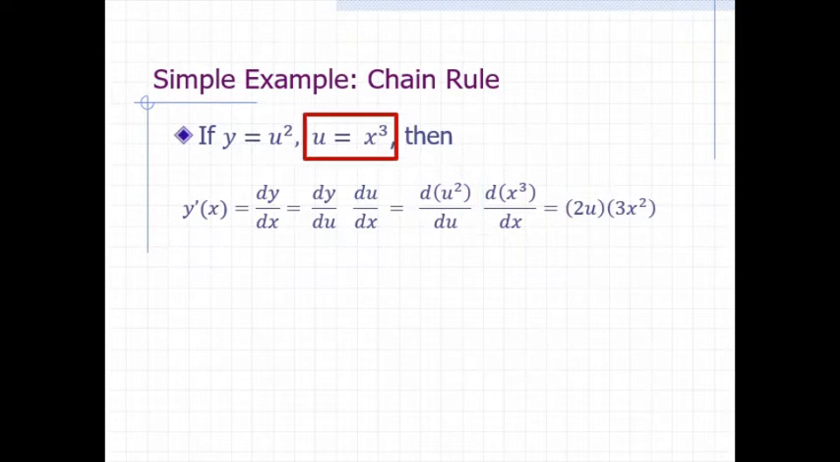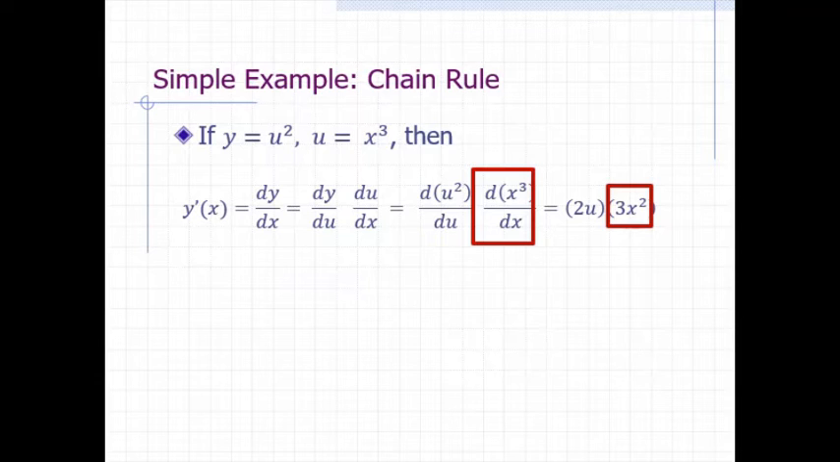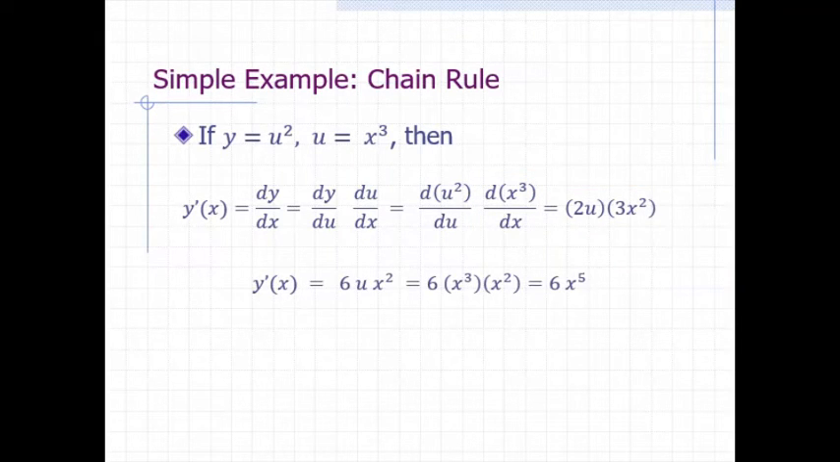Since u is equal to x cubed, the derivative of u with respect to x is equal to the derivative of x cubed with respect to x, which is equal to 3x squared. So, the derivative of y with respect to x is 2u times 3x squared, or 6u times x squared. However, we want to express our derivative as a function of x, so we replace this u by x cubed since u is equal to x cubed. 6 times x cubed times x squared gives us 6x to the 5th.